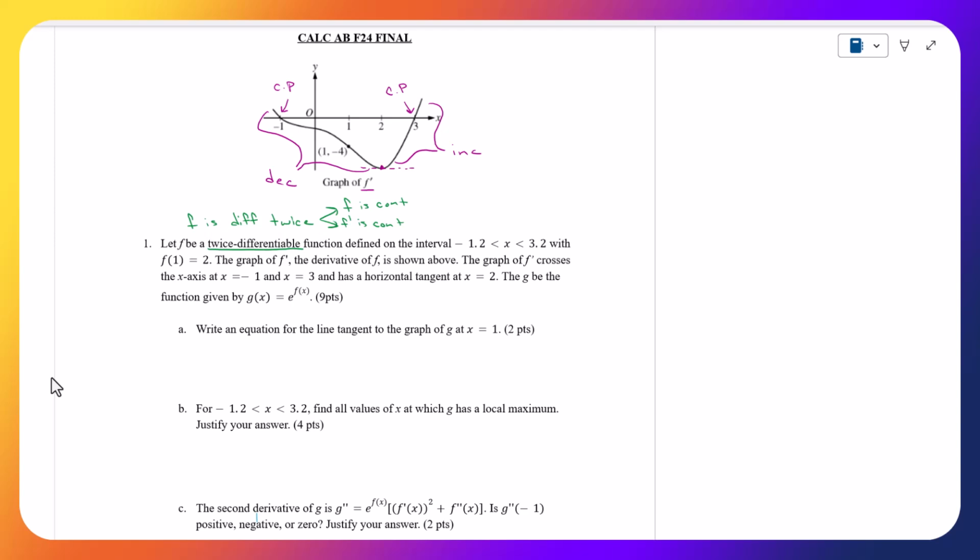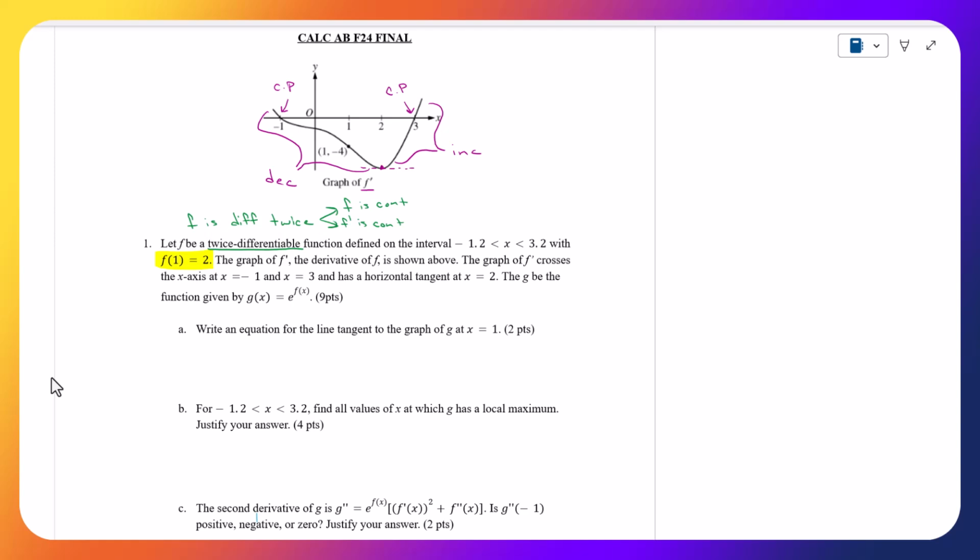Okay, moving on. That interval is just the interval of our graph. F of 1 equals 2. I don't know what to do with that yet, but it's probably going to be important, so I'm just going to put a little highlight on it. And then it says the graph of f prime, the derivative of f, is shown above. We already know that because it labels our graph as f prime. The graph of f prime crosses the x-axis at -1 and 3. We already noticed that because we already said those are our critical points. And it has a horizontal tangent at x equals 2. Boom, it just told us some things we could have already seen from the graph.